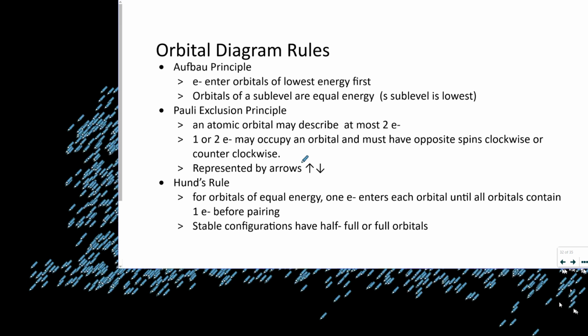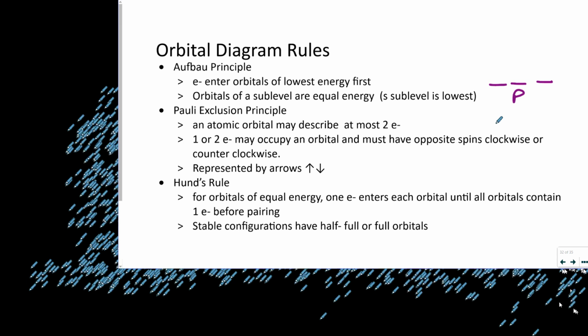And orbitals of a sublevel are of equal energy. So like the s sublevel has the lowest energy, but it only has 1 orbital. But remember, our p sublevel, we said has 3 orbitals. Well, those 3 orbitals are all going to have equal energy. One of them is not going to be stronger than the others. So it doesn't matter which one of those orbitals we put electrons in or fill first. That doesn't matter because they're all the same energy.